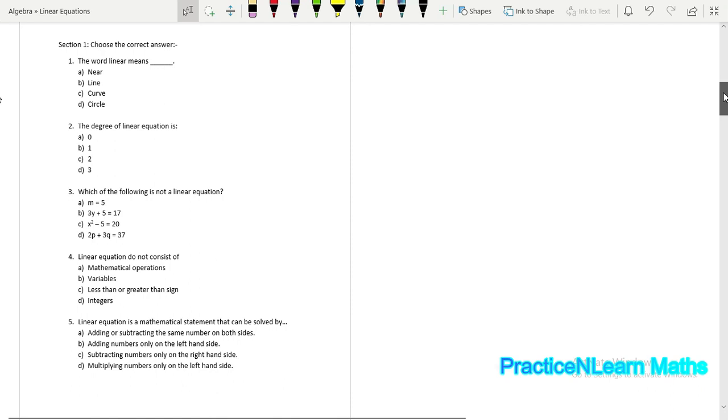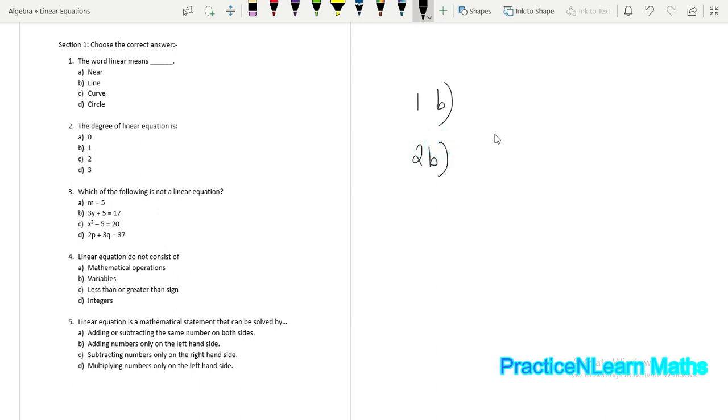Question 1. The word linear means. Correct answer is 1B. Linear means line. So linear equation signifies equation of a line. Question 2. The degree of linear equation is. Correct answer is 2B. Linear equation is always of degree 1. This means that the highest power of any variable is 1.